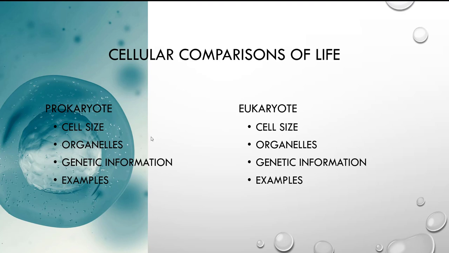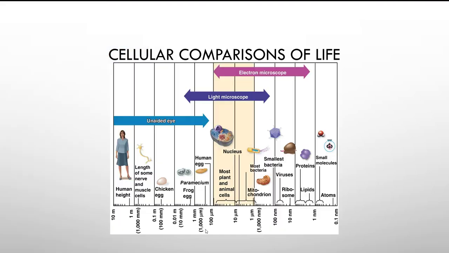So, cell size comparison, prokaryote versus eukaryote. Do prokaryotes have organelles? Do eukaryotes have organelles? Where is the genetic information housed in a prokaryote versus a eukaryote? And then what are the examples? So we're going to go through each one of these points. All right? So let's start out with cell size.